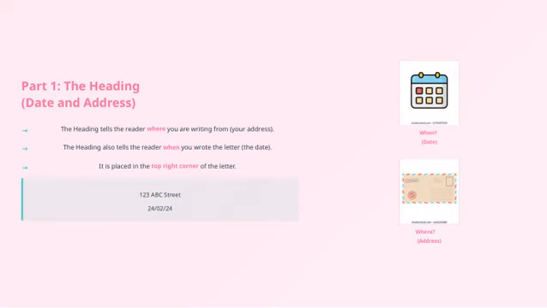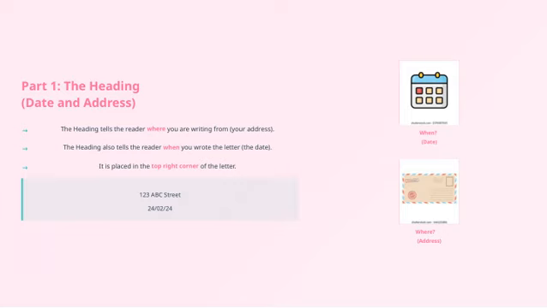Let's take a closer look at part 1 of the slide, which is all about the heading. The heading is essentially the first thing your reader sees on a letter, and it provides 2 critical pieces of information. First, it tells them where you're writing from, which means your address. This helps establish your location and adds a level of professionalism. Second, it indicates when the letter was written, which is shown through the date. This is important because it gives context and helps the reader understand the timing of your message.